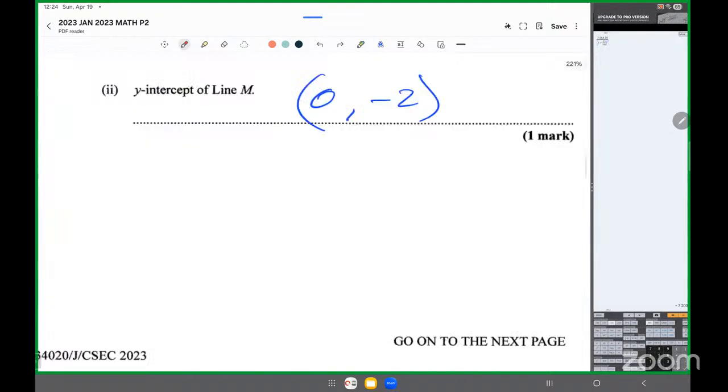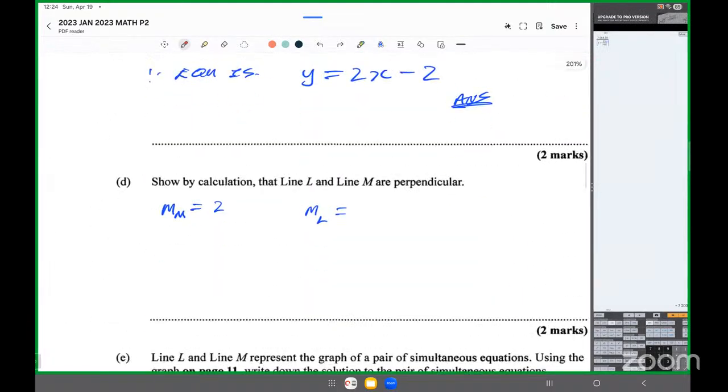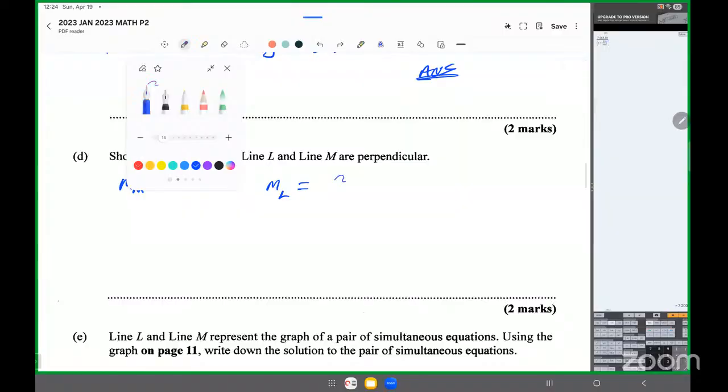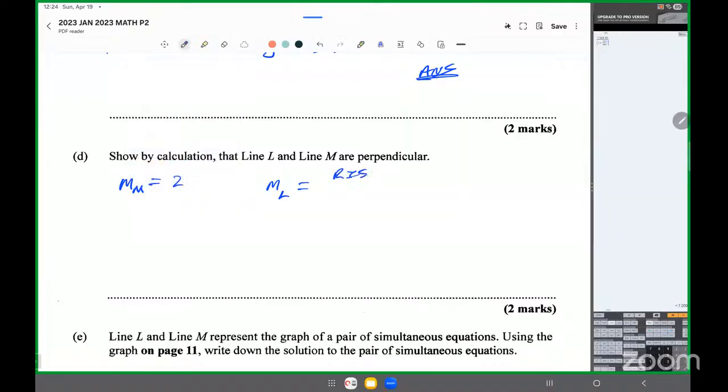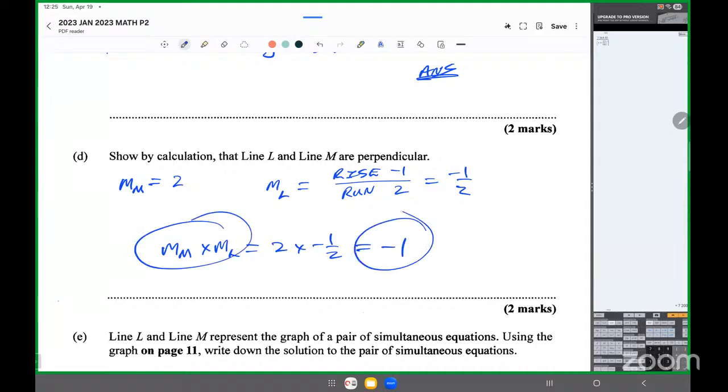So come down here. For the second line, line L, the rise is -1 over the run is 2. So -1 over 2 is -1 over 2. Then we multiply them. The gradient of line M multiplied by the gradient of line L comes to 2 times -half. That's equal to -1. When the product of the gradients equals -1, it means that they are perpendicular.